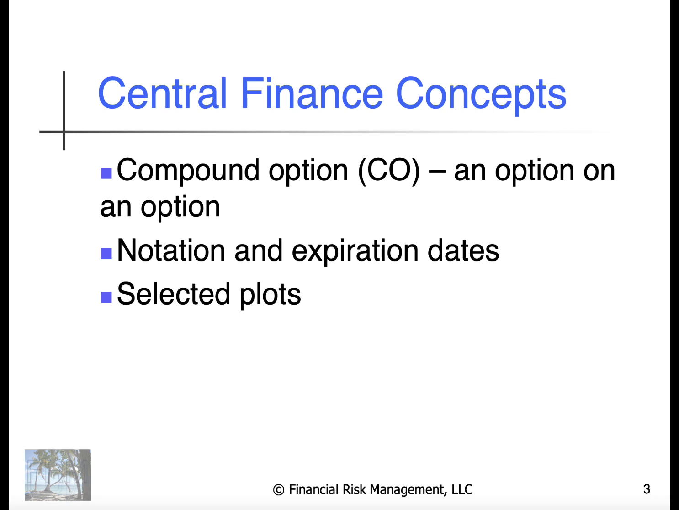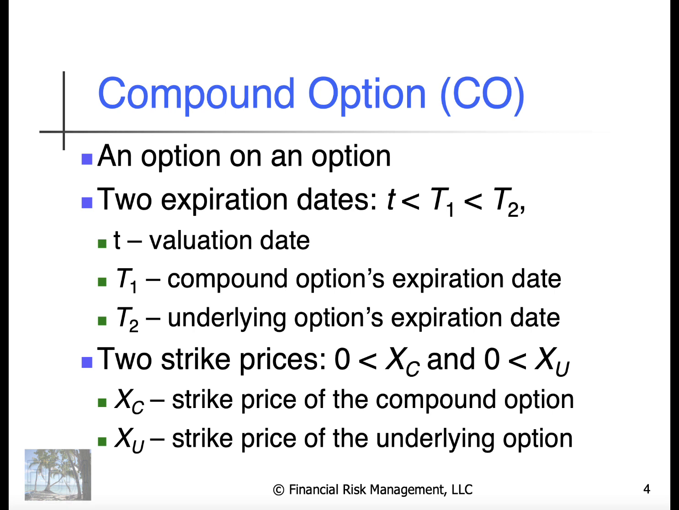Because of this complexity, we need some different notation. We have multiple expiration dates, and we'll look at a few selected plots. Once again, just highlighting the link between the underlying GBM and some of the resulting graphs. So the compound option is an option on an option.